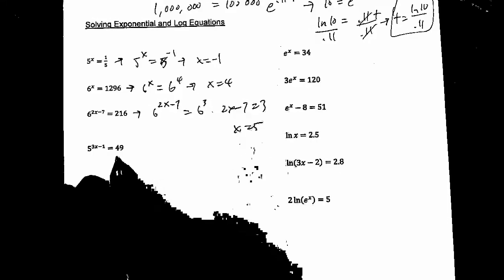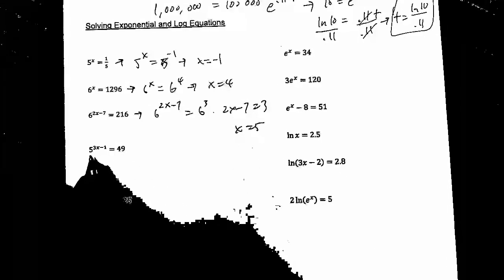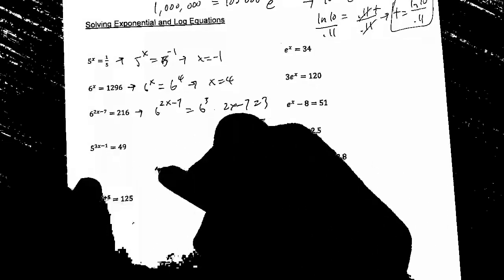If we can't do that right here, see how 49, we cannot write that in terms of base 5. What do we do with both sides? We take the log of both sides.